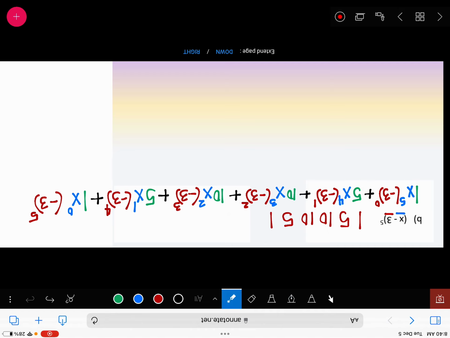So let's look at it. Notice that I'm using my numbers: 1, 5, 10, 10, 5, 1. My x's go x to the 5th, x to the 4th, x to the 3rd, x to the 2nd, x to the 1st, x to the 0. The -3 started with a 0, then 1, 2, 3, 4, 5. When you add these powers, they should always add to 5: 5 plus 0 is 5, 4 plus 1 is 5, 3 plus 2 is 5, 2 plus 3 is 5, 1 plus 4 is 5, 0 plus 5 is 5. Anything to the power of 0, we can cross out. Now we're just going to simplify it, and we're done.